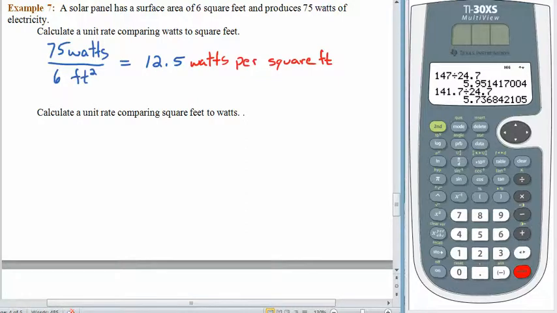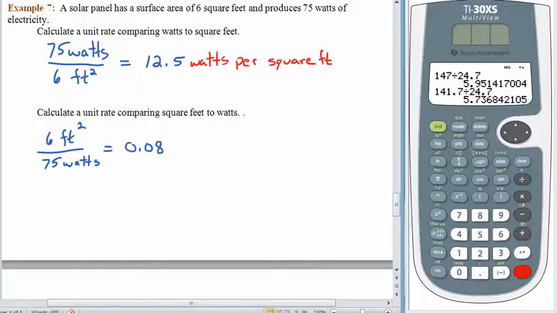Go the other way. Pause the recording, compare square feet to watts with a unit rate. You start off with the reciprocal of what you had before. Because we are comparing square feet to watts, the 6 square feet goes in the numerator, the 75 watts goes in the denominator. The division gives us 0.08.